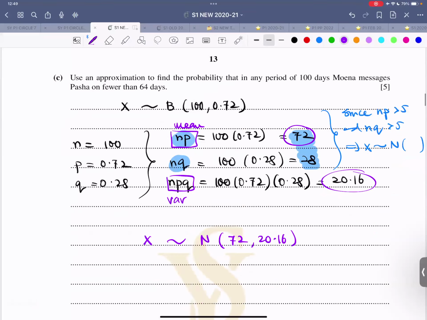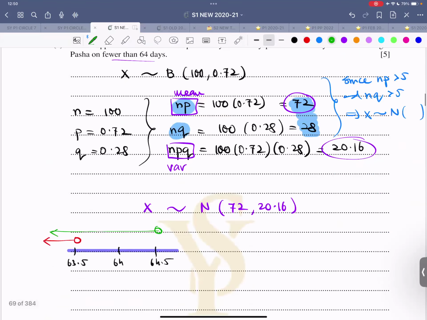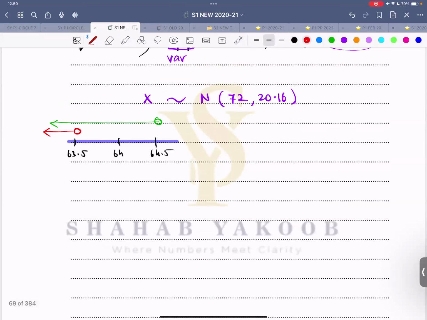Now it says fewer than 64 days. I need a number line. So over here, this is 64. This is 64.5. This is 63.5. Two options are there. One option is this one. The other option is this one. It says fewer than 64. 64 is not included. Therefore, the correct option is this one. So now probability X less than 64 after continuity correction becomes probability X is less than 63.5.